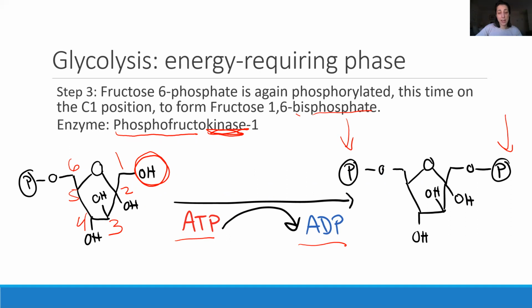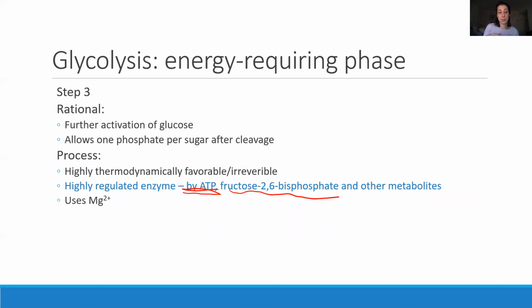So the reason this step is so highly regulated is if you have too much energy, you do not want to be wasting more ATP to continue down this step to further do glycolysis. That's why it's so highly regulated. Note that this, and many other enzymes, also uses magnesium. Magnesium is an important cofactor in many of these enzymes.